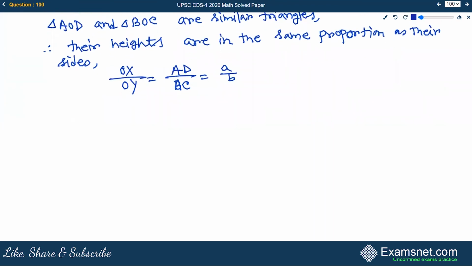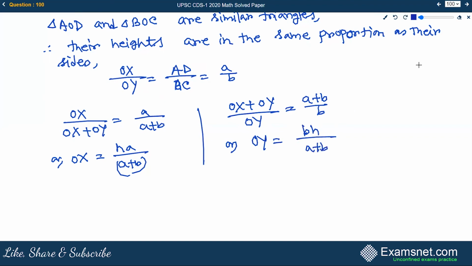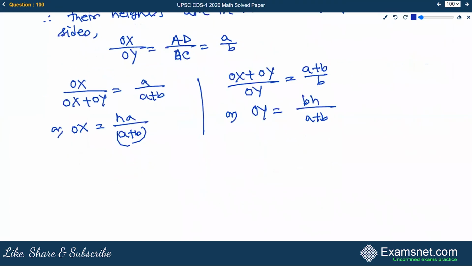Now if we apply addendo, that means let's say OX by OX plus OY and also A by A plus B. We are doing addendo. So here we can write OX equals, since OX plus OY is H, H by A plus B. Also, OX plus OY by OY is A plus B by B. So OY becomes BH by A plus B. So we got the height for triangle AOD and triangle BOC.